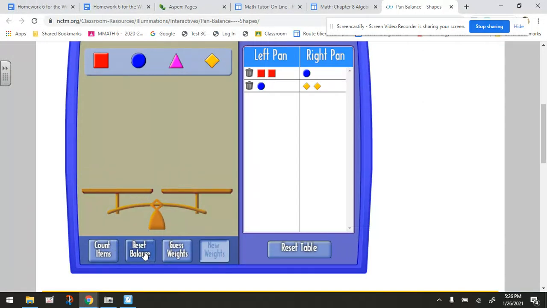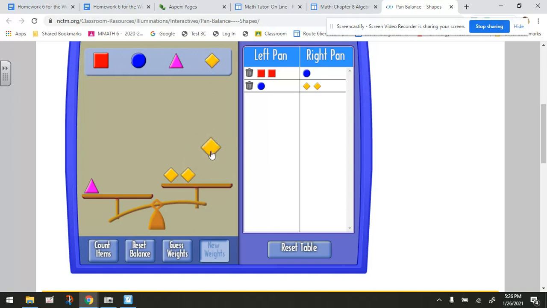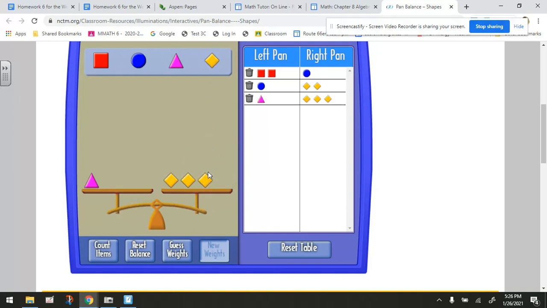And we'll reset the balance. And let's compare the triangle to, how about a diamond? Well, it looks like the triangle is heavier. Let's drag another diamond, see if it balances out. Still not balancing out, and now it balances out.